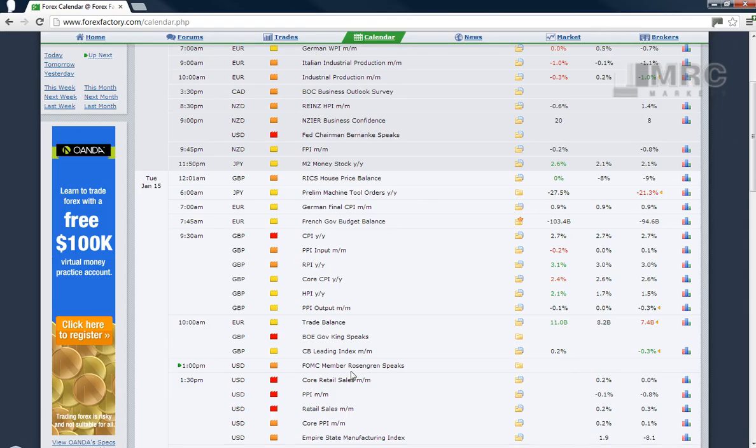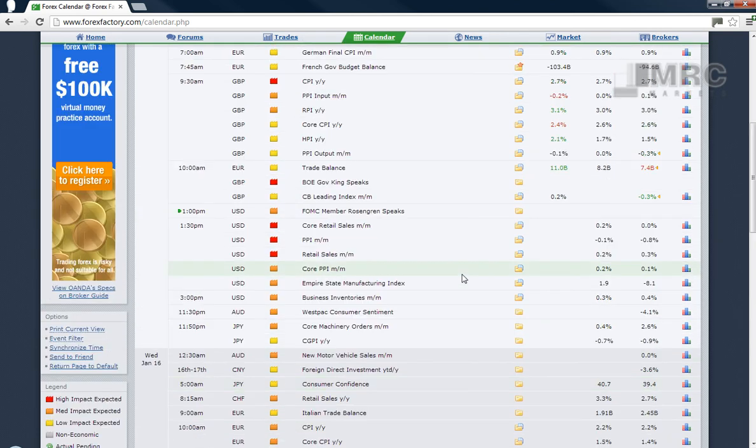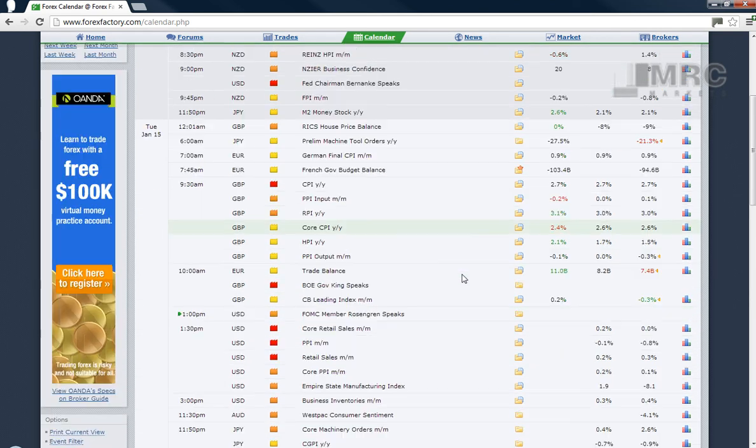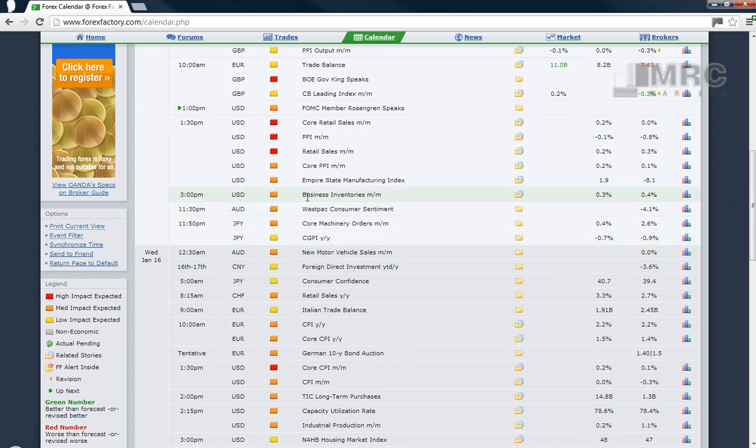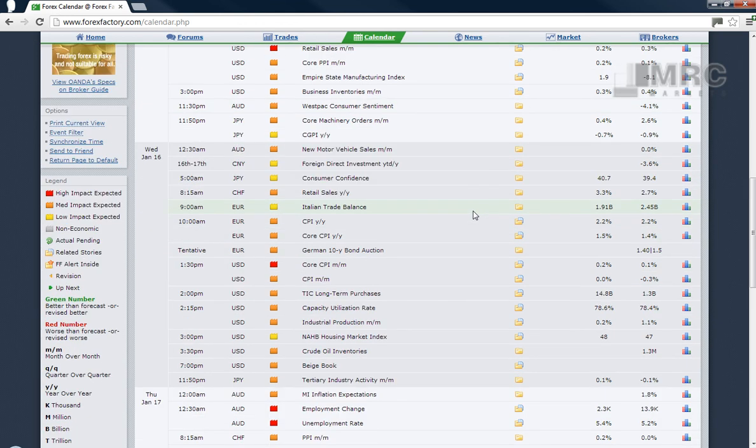If we flip it to the Forex calendar, here's what we've got coming out for the rest of the week. Today is Tuesday, so at 1:30 we have a raft of US data: retail sales, PPI, and some mid-tier data there. We've got business inventories at 3 o'clock. On Wednesday, the main headline data, well, we do have a German 10-year bond auction actually. In terms of high impact news, we have at 1:30 US time the CPI data, CPI month on month and core CPI, both expected to increase.